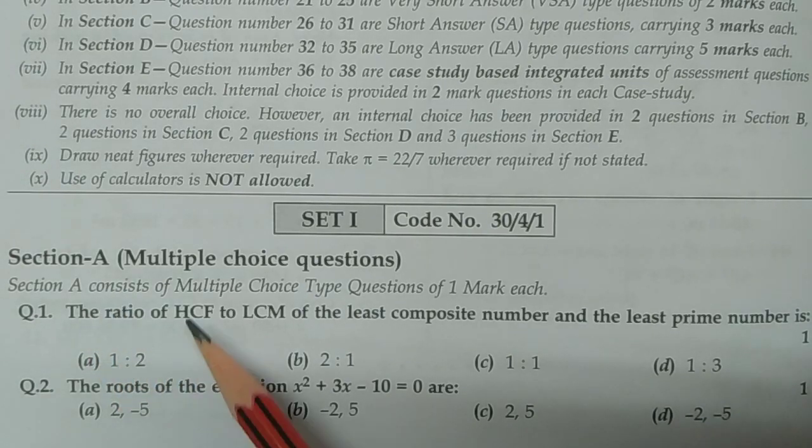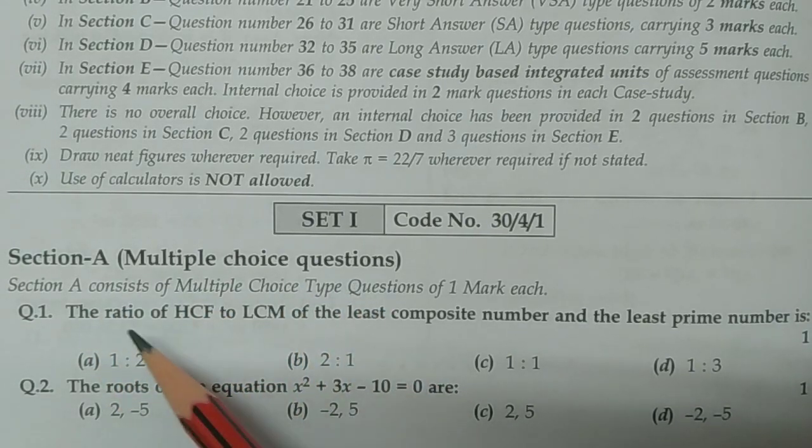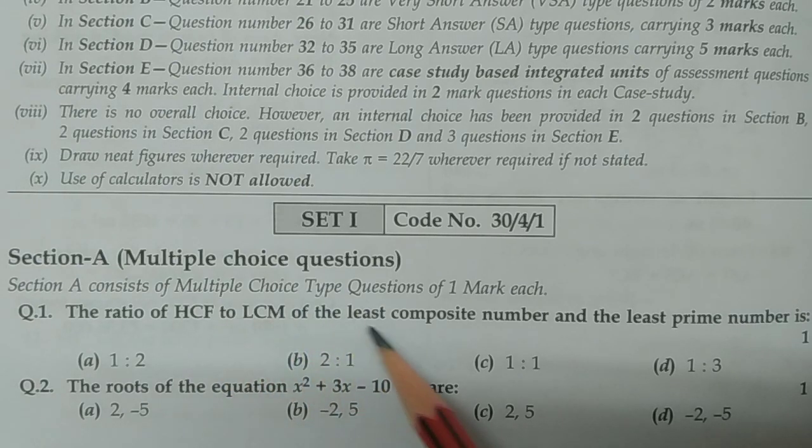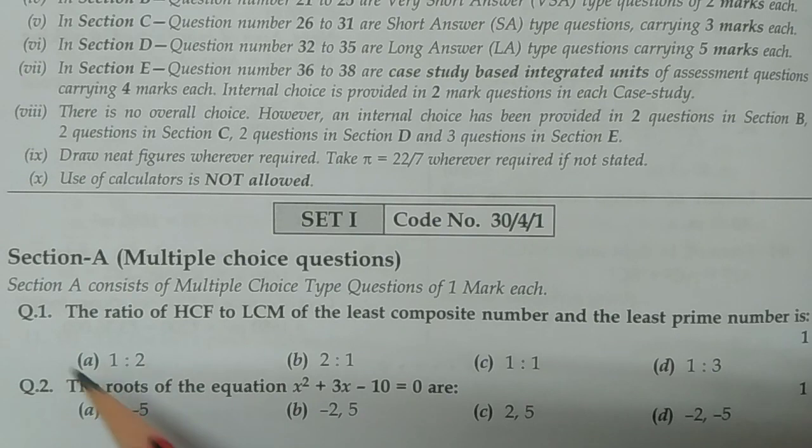It's Section A. It's called multiple choice questions. Section A consists of multiple choice type questions of 1 mark each. So question number 1: the ratio of HCF to LCM of the least composite number and the least prime number is. You have these 4 options, and I am not going through all these options because it will take too much time. You can find your exact answer.